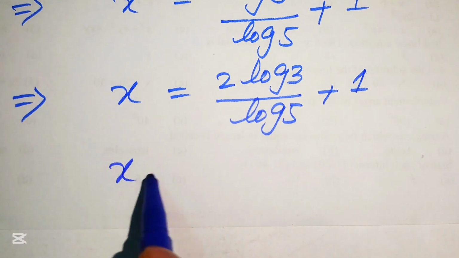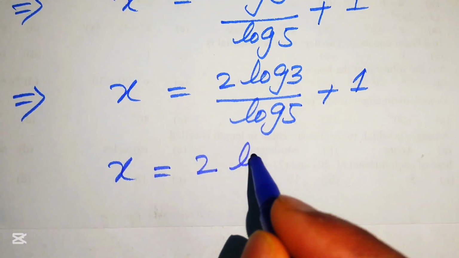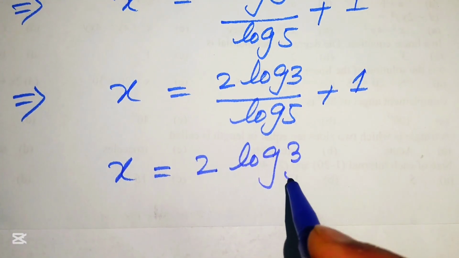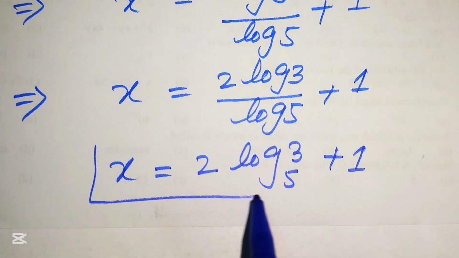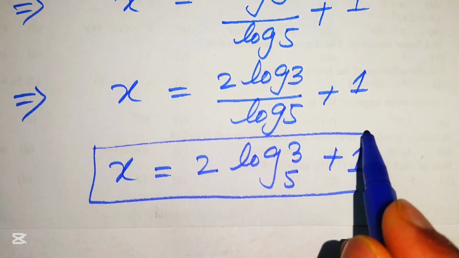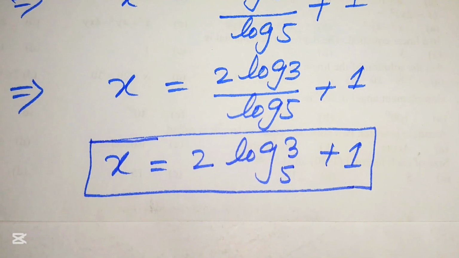So here we write this into a more simplified form. We rewrite this term as 2 times log of 3 with base 5, plus 1. So this is the final value of x in this problem. And now in the next step we need to verify this value of x. Does this value of x satisfy our given question statement or not? So here we will check this.